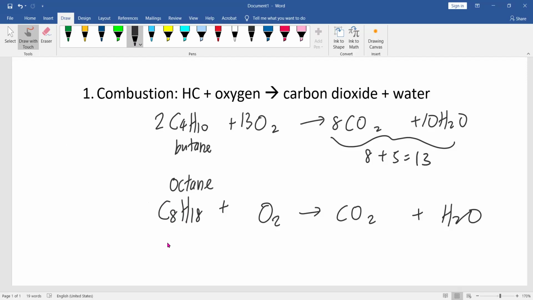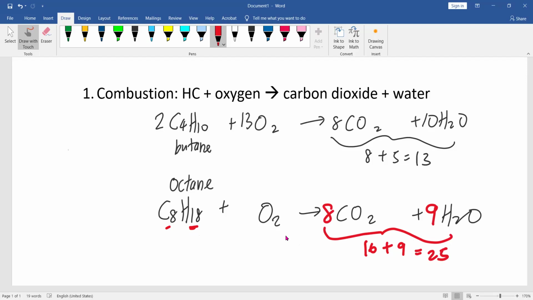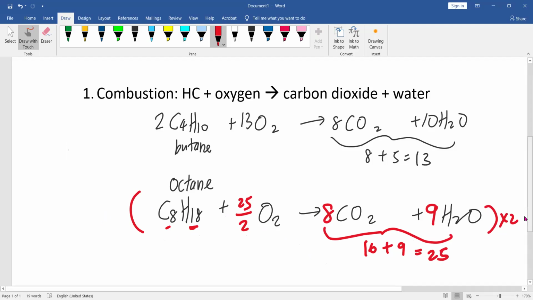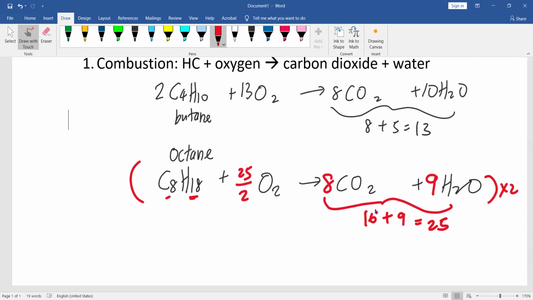Okay, done. All right. So 8 carbon dioxide, 18 hydrogen, 9 water. You add it together. 8 times 2, 16. 16 plus 9 is 25. So here 25 over 2. Then you times 2 for everything. So it's 2, 25, 16, 18.